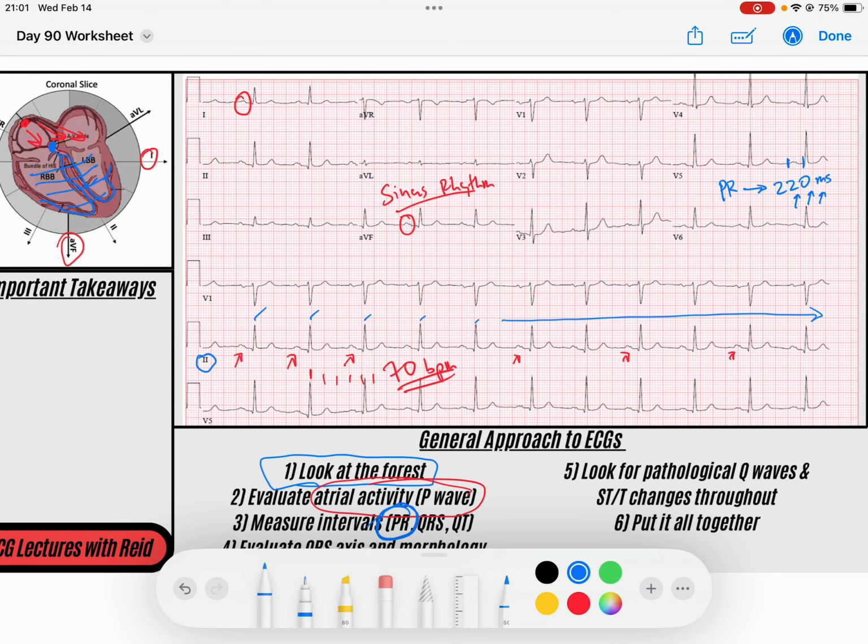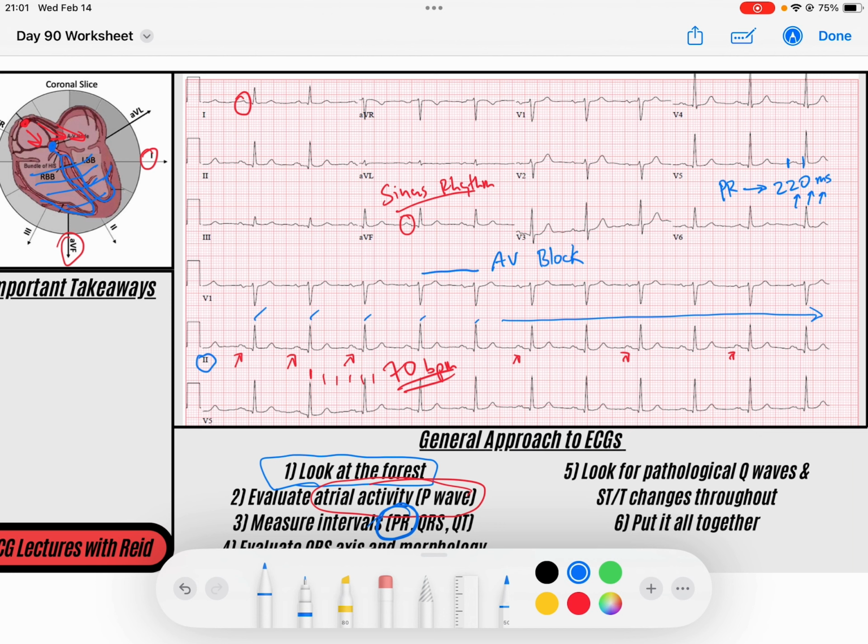We know our maximum that we like is 200 milliseconds, which is 5 small boxes. It's probably 5.5 small boxes. And so that tells me that the AV node is taking a long time to conduct, too long. So there's some type of AV block. But what type of block is it? First, second, or third degree?